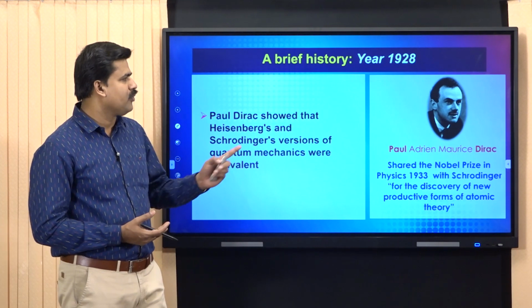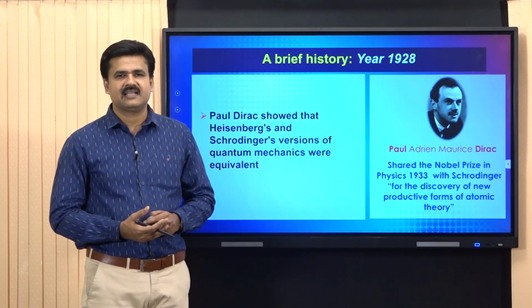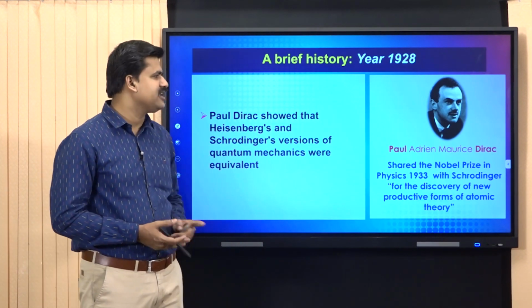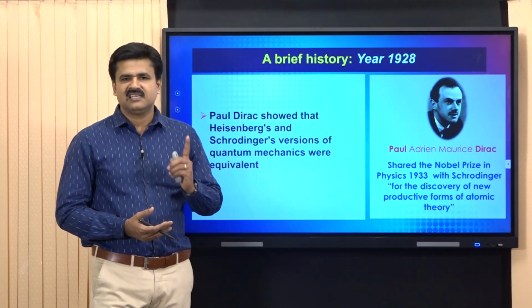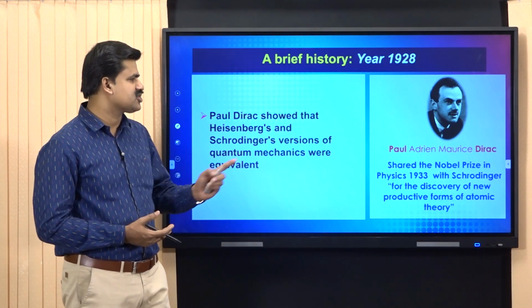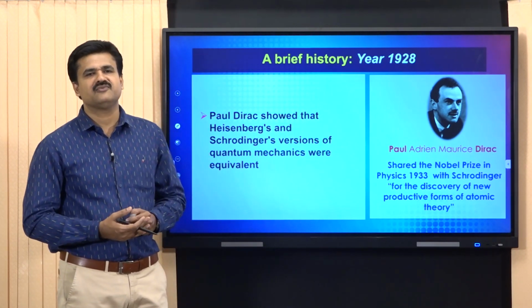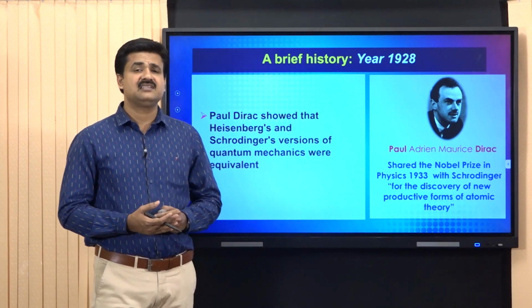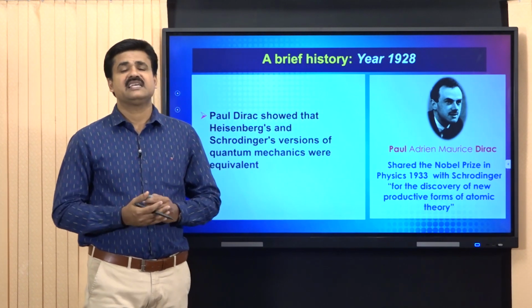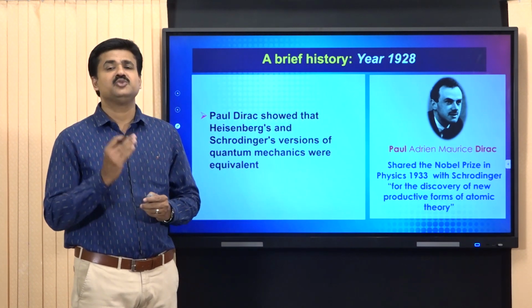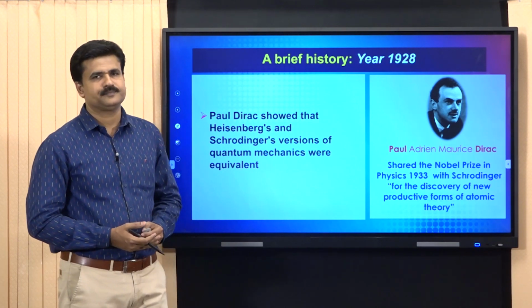His full name is Paul Adrien Maurice Dirac, and he shared a Nobel Prize in 1933 with Schrodinger for the discovery of new productive forms of atomic theory. That is a brief historical outline of quantum mechanics.